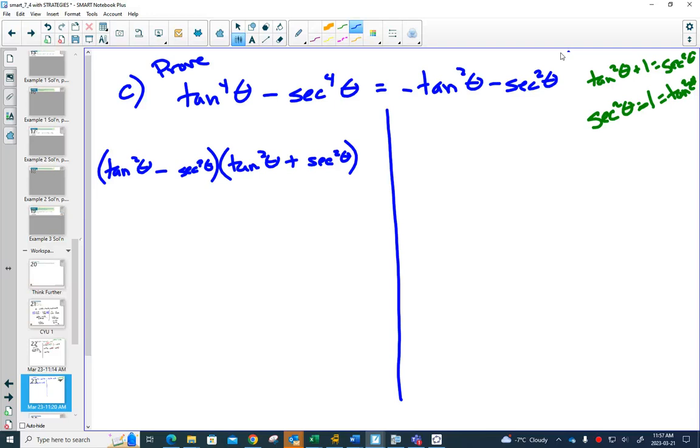As far as figuring out which one I want to change, if I look in this first factor, and if I change the tan squared to secant squared theta minus 1, the secant squared theta will subtract the other secant squared theta and go away. That could be very advantageous. So as far as changing things go, I'm going to take this first tan squared, I'm going to change it to secant squared theta minus 1. I still have subtract secant squared theta. And I'm going to leave this one for now.